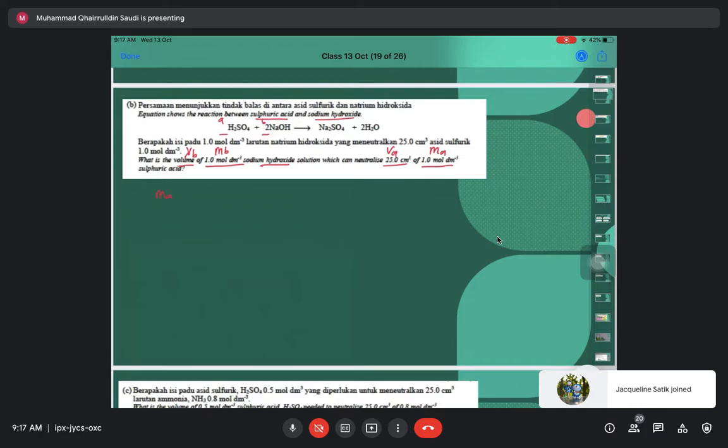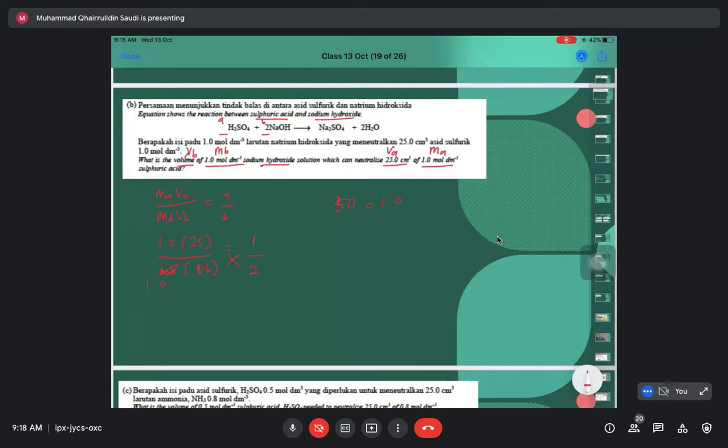MAVA over MBVB equal to A over B. 1.0 times 25 divided by MB over volume, 1.0 VB equal to 1 over 2. Again, 50 equal to 1.0 VB. Our VB is 50 over 1.0, 50 centimeter cube. Okay, unit pun mesti betul.